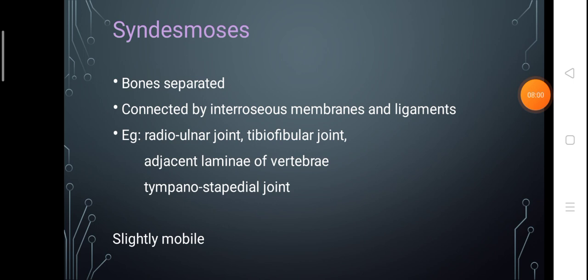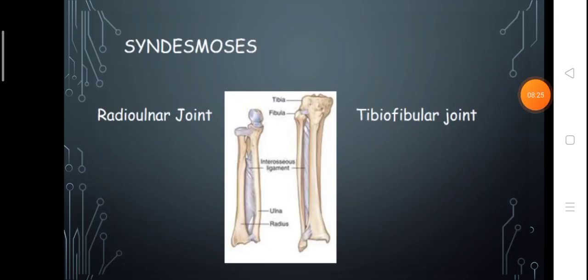These are joints where two adjacent bones are linked together by interosseous membrane and ligaments. For example, you have the interosseous radioulnar joint, the tibiofibular joint, the joint between adjacent laminae of vertebrae, and the tympanostapedial joint. These are slightly movable joints. So under syndesmosis you have examples like the radioulnar joint and the tibiofibular joint.